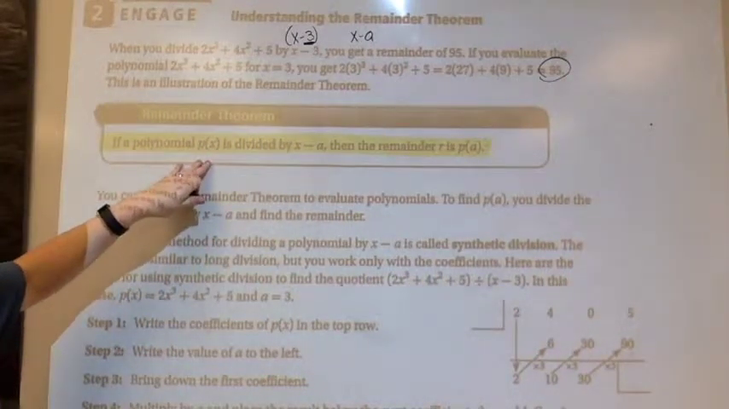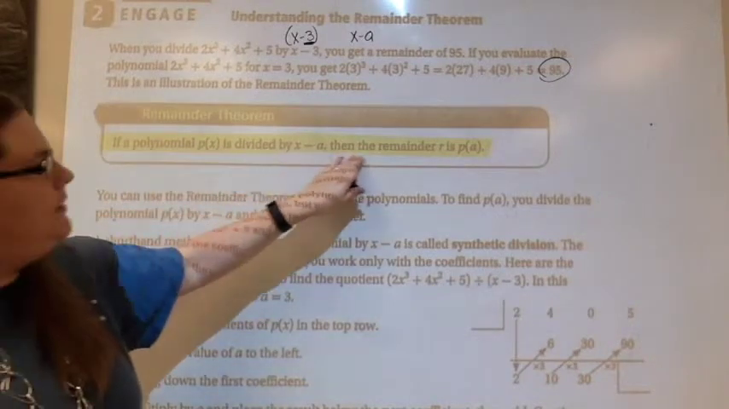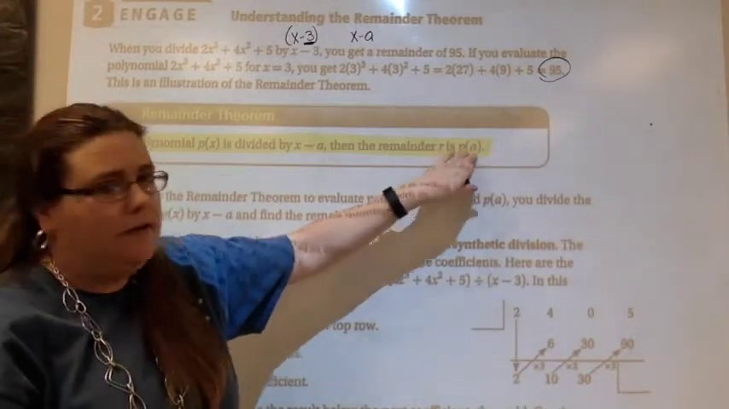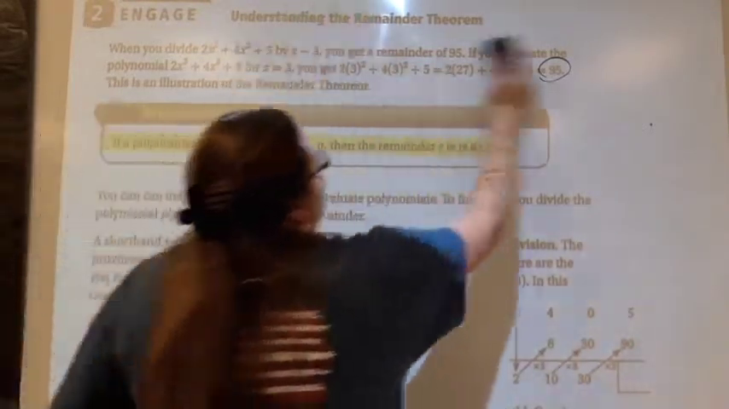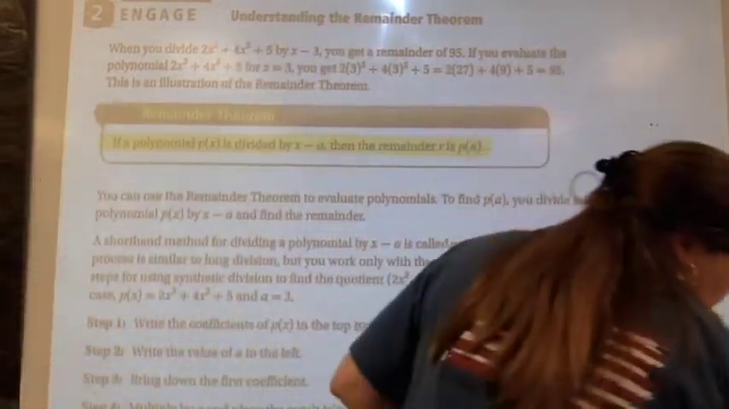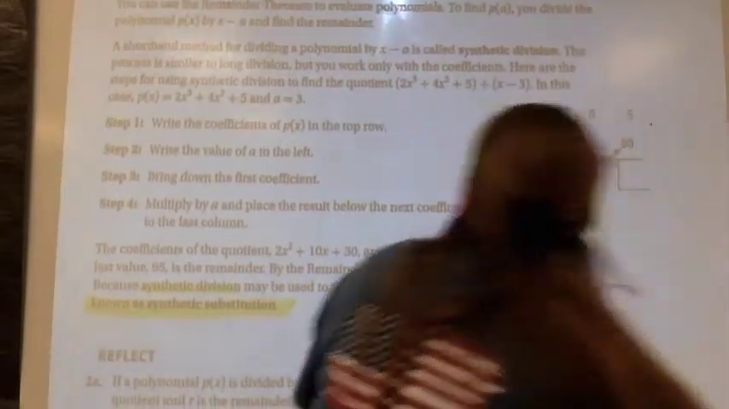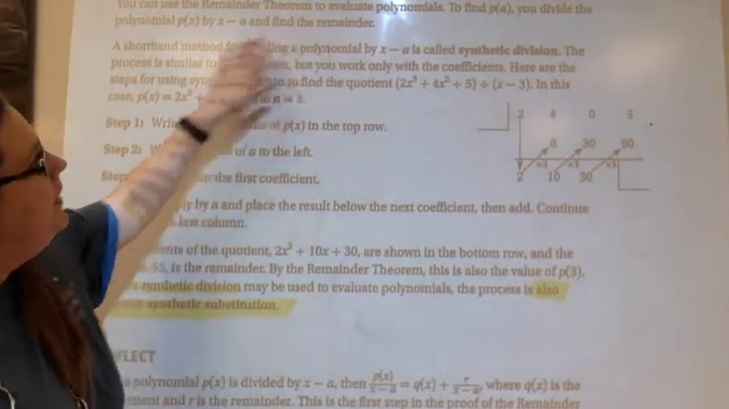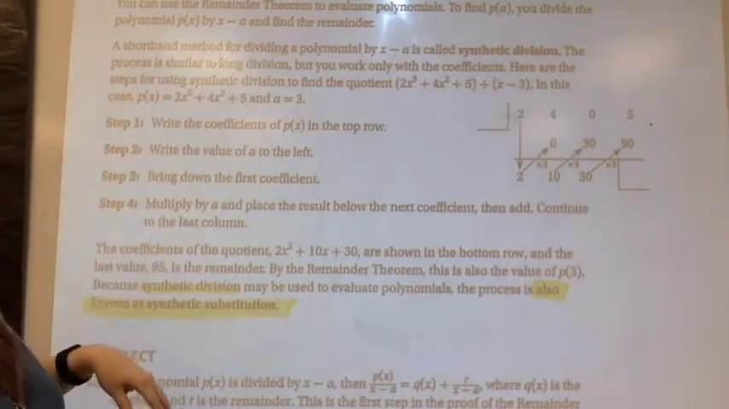Please highlight this on your note sheet. If a polynomial p of x is divided by x minus a, then the remainder r is p of a. So let's look at that in action. It says that you can use the remainder theorem to evaluate polynomials. To find p of a, you divide the polynomial by x minus a and find the remainder.